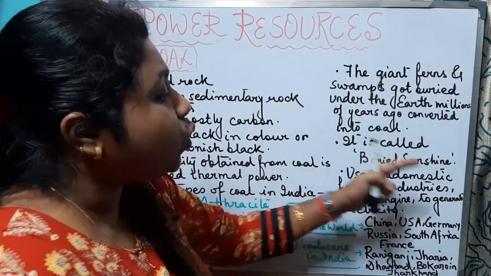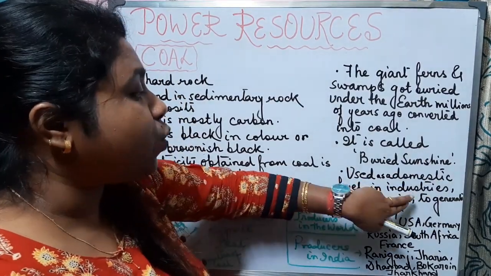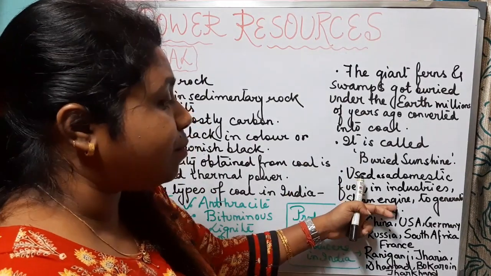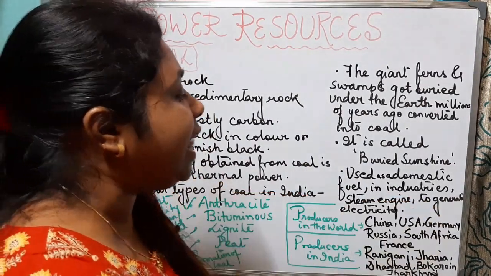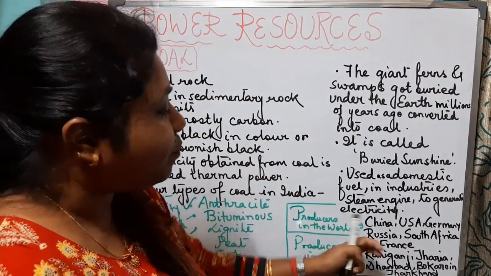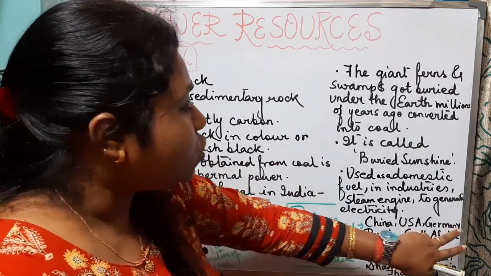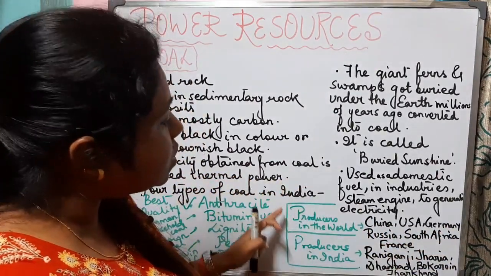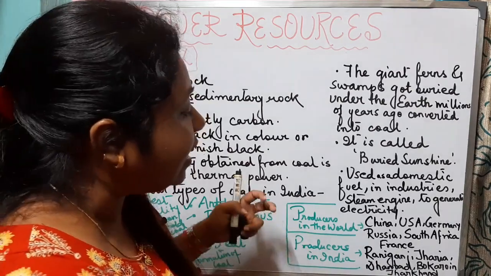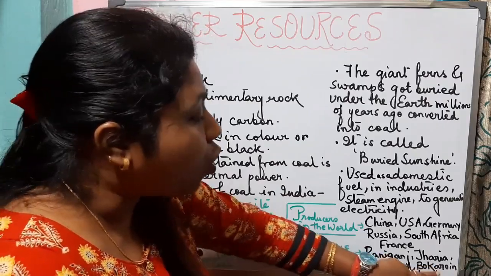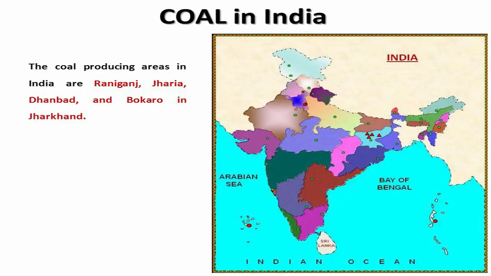Coal is used as a domestic fuel. It is used in industries like the iron and steel industry. It is used in steam engines and to generate electricity. Now let us know who are the producers of coal in the world. China, USA, Germany, Russia, South Africa and France are the producers of coal in the world. And in India, in Raniganj, Jharia, Dhanbad, Bokaro in Jharkhand, we will see that coal mines are located.